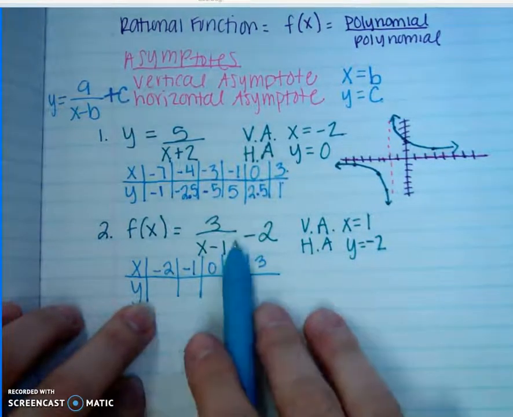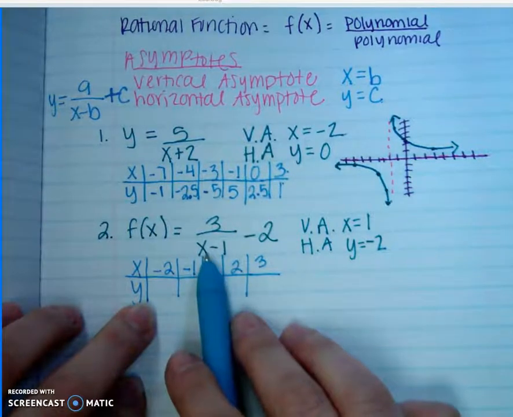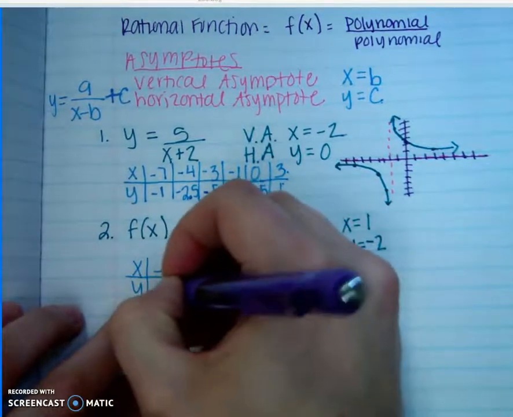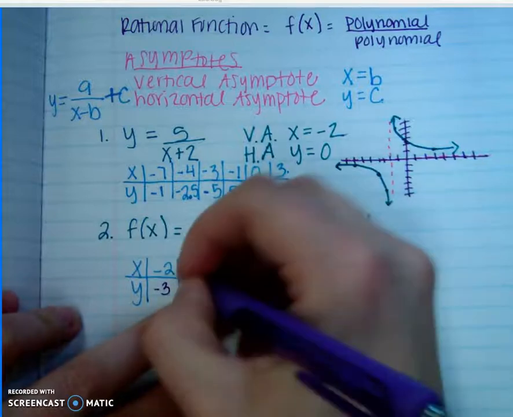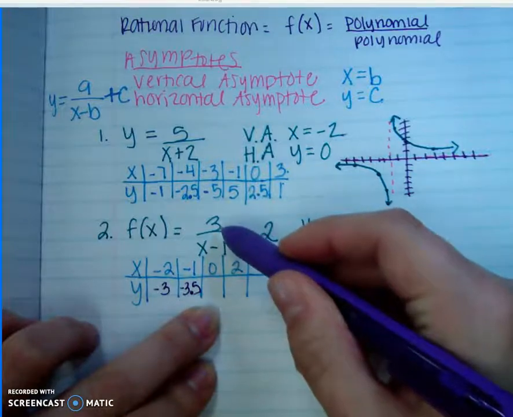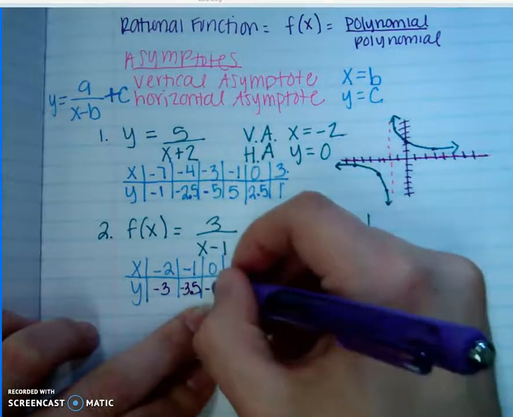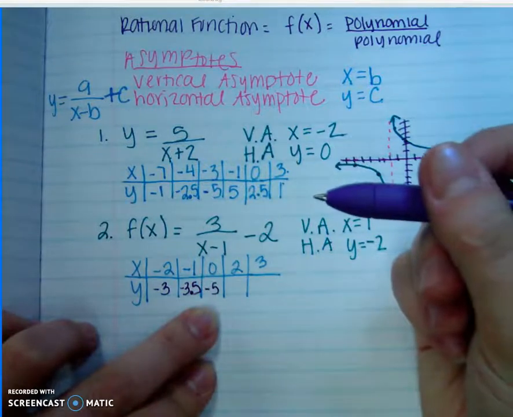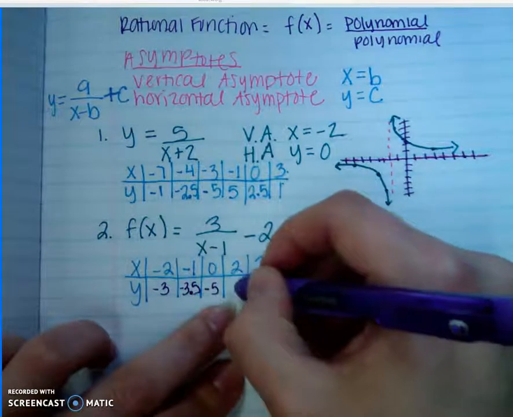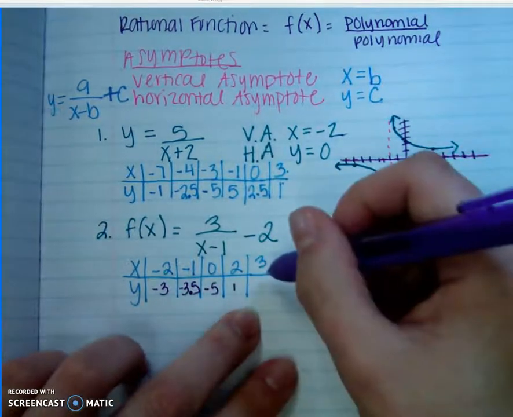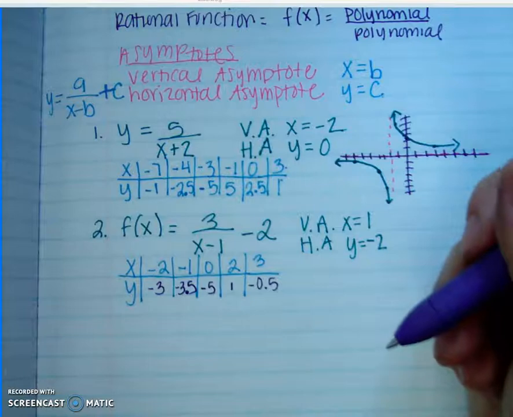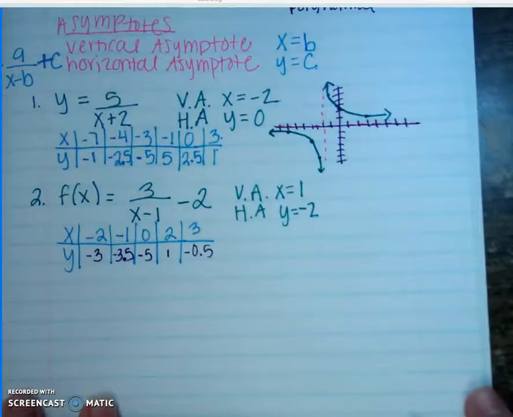Plug in negative 2 down here. 3 divided by 3 minus 2 is negative 3. Substitute in 1, negative 3.5. Substitute in 0. I'm left with negative 5. Substitute in 2. I'm left with 1. And substitute in 3. I'm left with negative 0.5. Okay? Again, I'm going to just try to briefly sketch this graph.